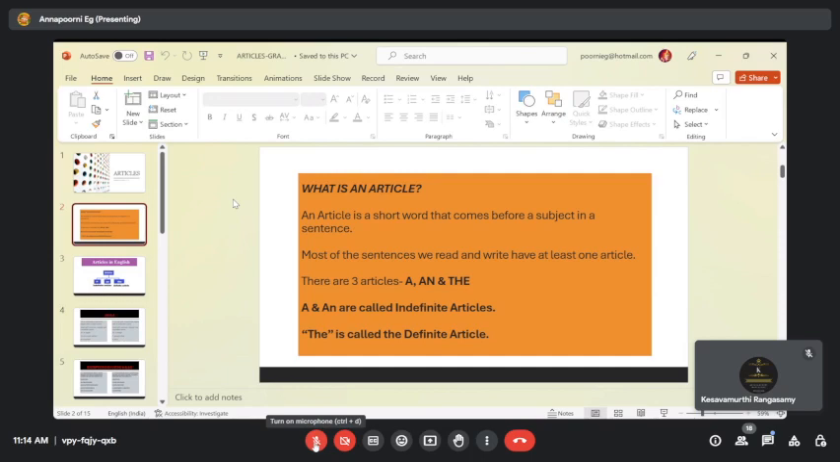For example, if I say, there is a beach near my house, then in a beach, a is an article. But there are also sentences without articles. A very simple example is, my name is Annapurni. Is there any article in that sentence? No, ma'am. Yes, so there are sentences which have an article and also sentences which do not. It is not compulsory that every sentence should have an article.